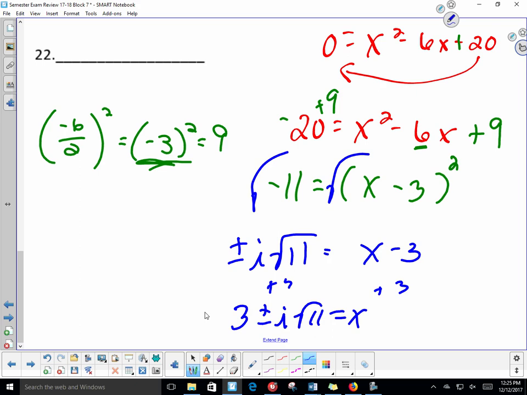I forget the difference between this formula and the vertex formula. The vertex formula is when you're finding the top of the parabola.